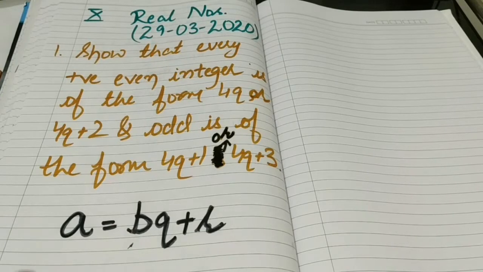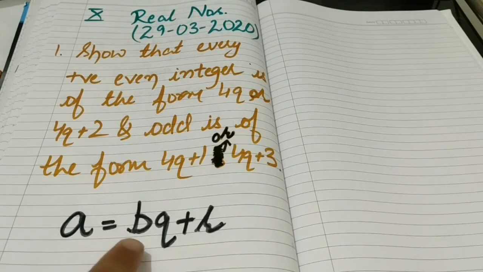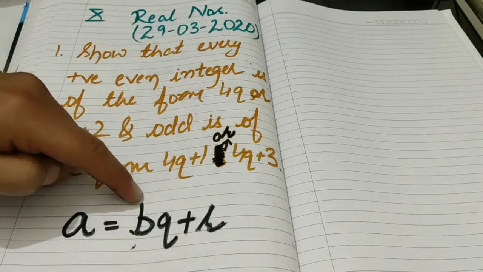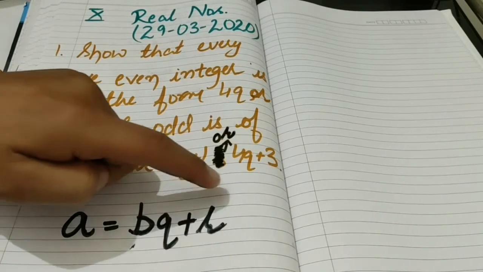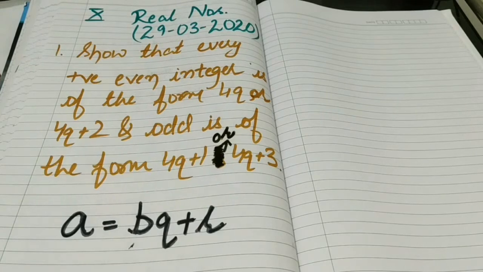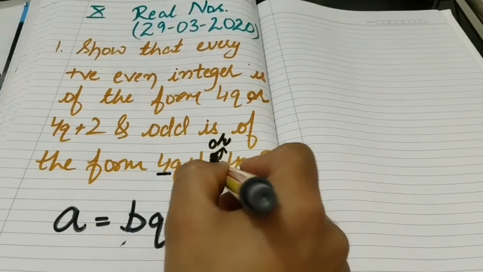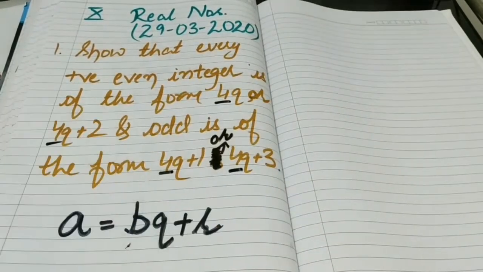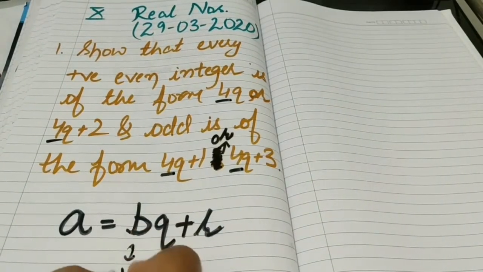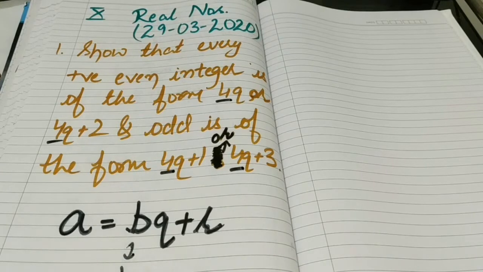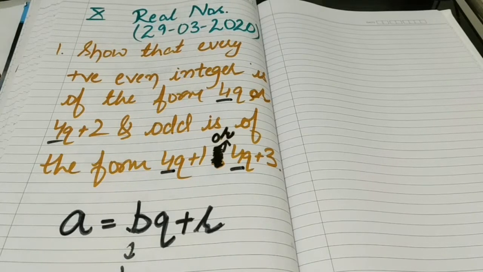We have done that division lemma is a equals bq plus r, where a is dividend, b is divisor, q is quotient and r is remainder. So by applying division lemma in the given situation, we get the value of b equals 4. As you can see, b becomes 4. So to start with, we will consider let a be any positive integer and b equals 4.